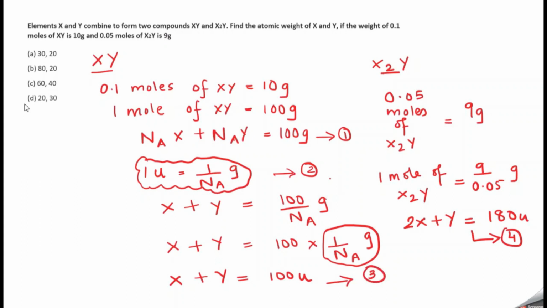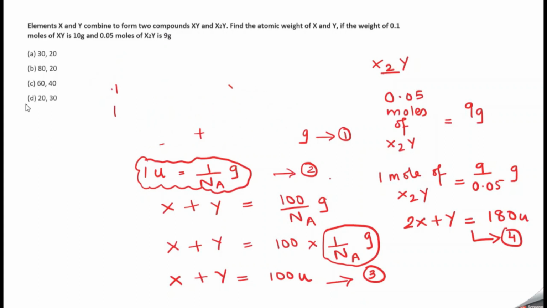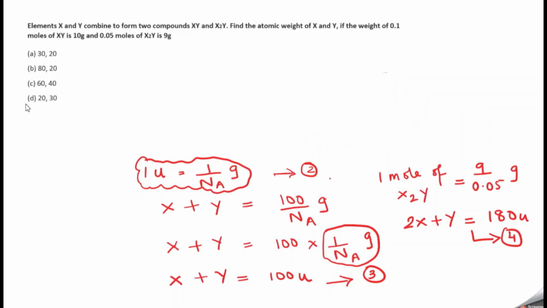Now if I solve 3 and 4, I will get the answer for X and Y. So let's see how to solve that. Okay, now I am rubbing this. So we have finally arrived at 2 equations. Now if we solve these 2, we will get the atomic weight of X and Y. So we see how to solve this.